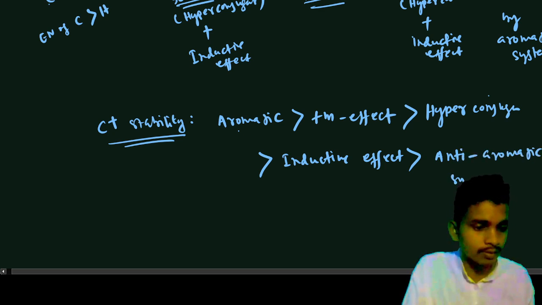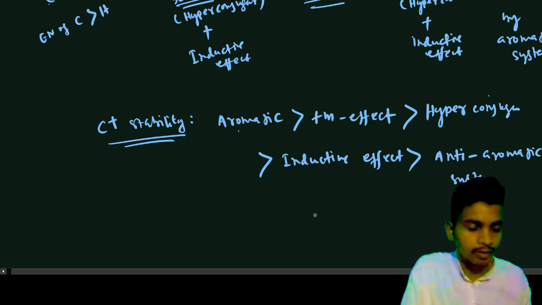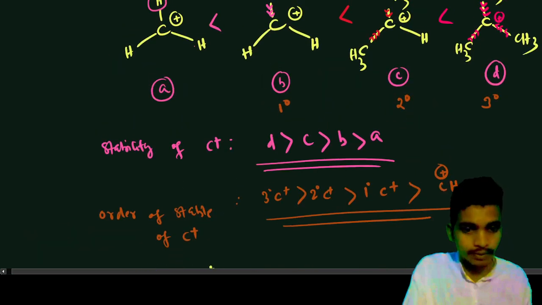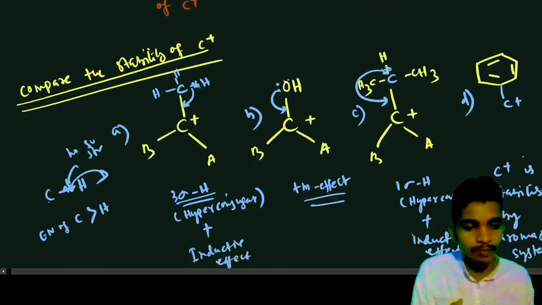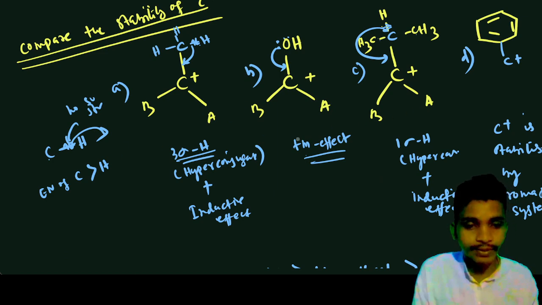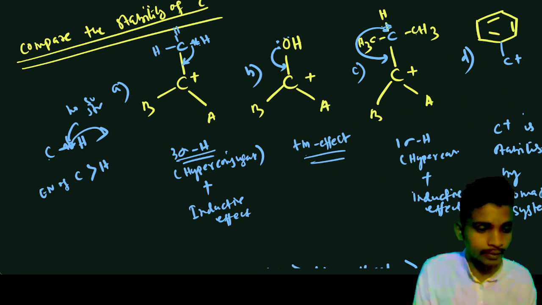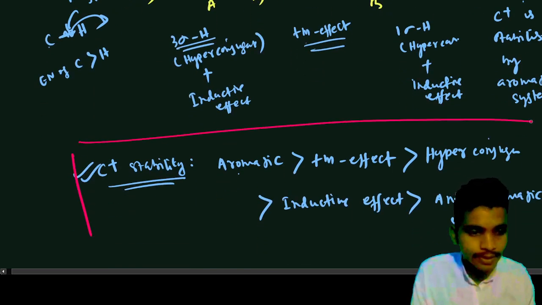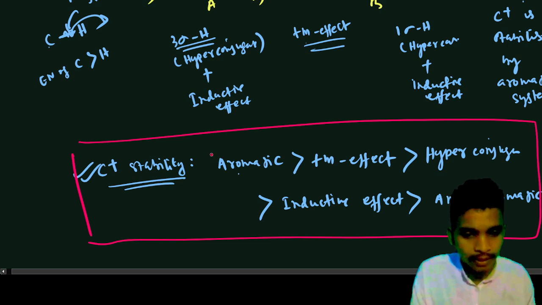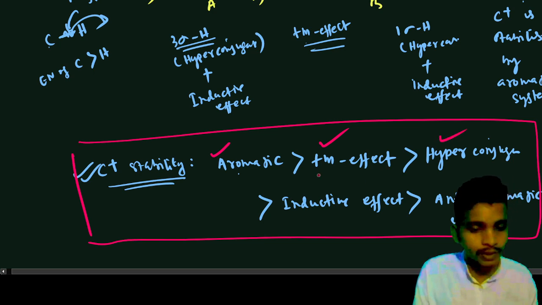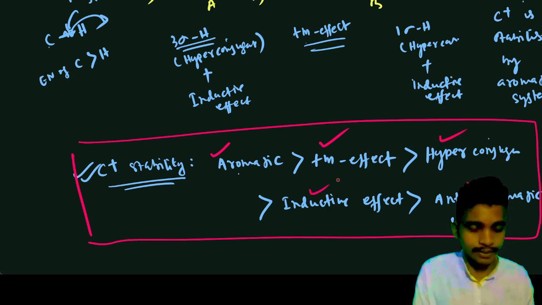Anti-aromatic systems. Okay, so this is how carbocations will get more stable. We will take good examples of this type in the coming classes. For the time being, please note that a carbocation will get more stable if it gets aromaticity, and if it gets electrons from the plus M effect and hyperconjugation, then inductive effect, then anti-aromatic systems.